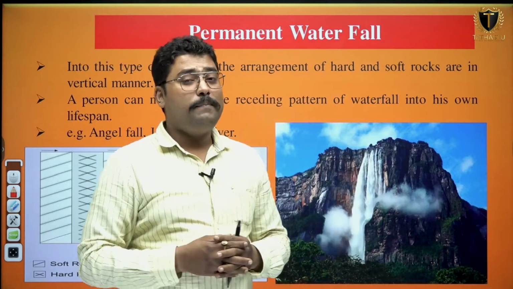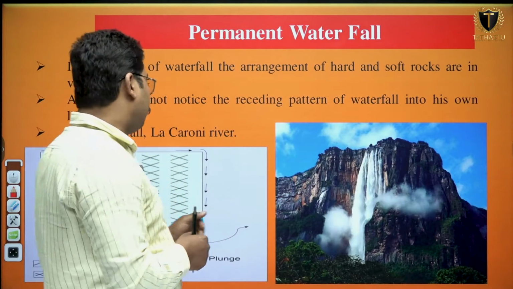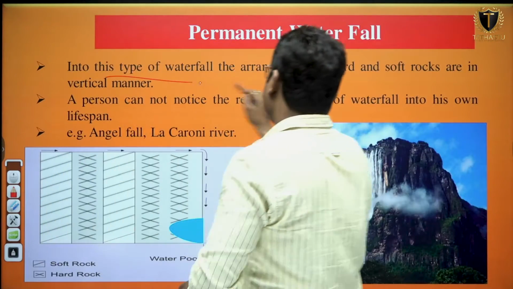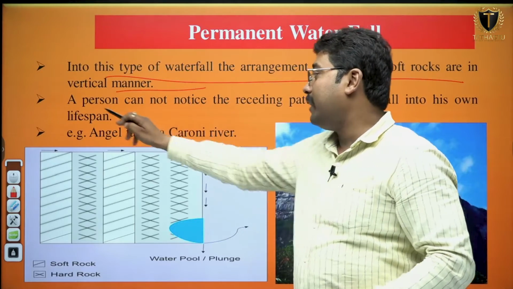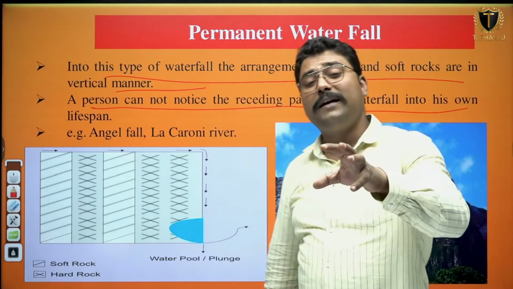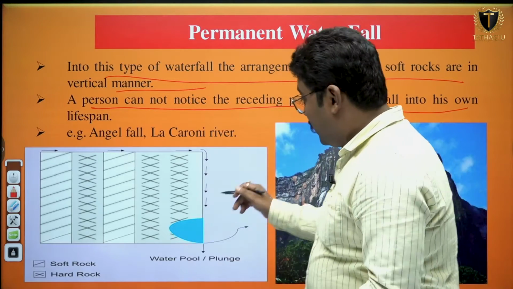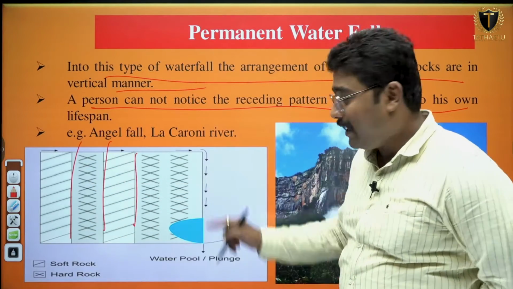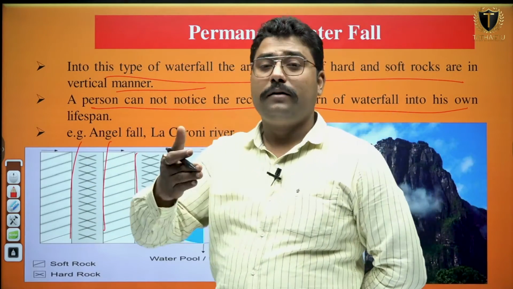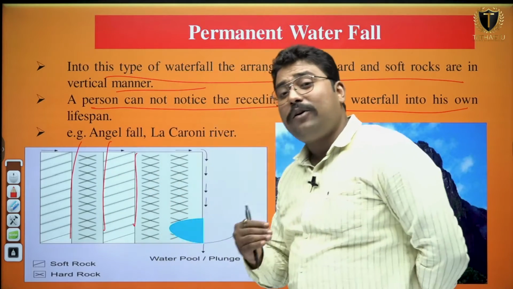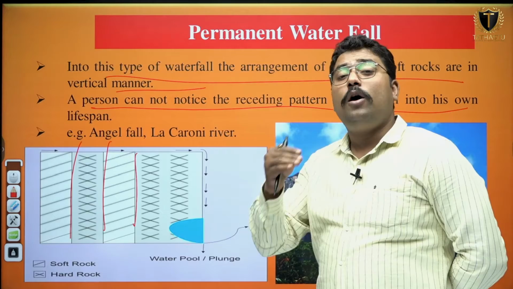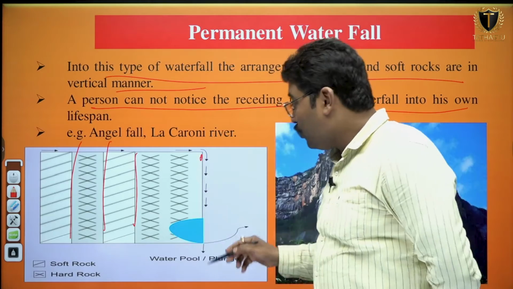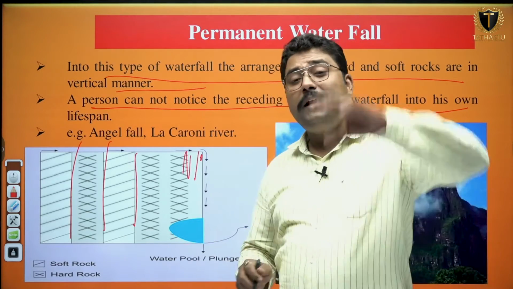Here we are going to discuss the permanent waterfall. In a permanent waterfall, as you can see, what I told you is written over there: the arrangement of hard and soft rock, and a person can't notice the receding pattern in his own lifespan. See, the columns of hard and soft rock are placed in a vertical manner. Now, as we know, hard rocks erode over a long period of time, and the end will be of hard rocks. So the receding pattern will be noticed by generation.